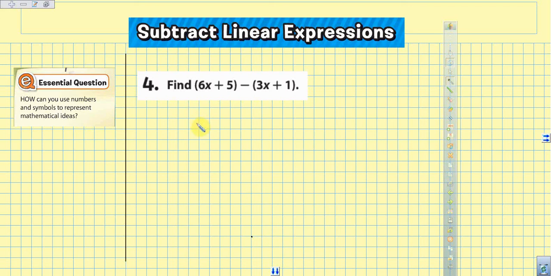Okay, welcome back. This is example 4. So we've done example 1 and 2. You had to do some problems now. This is example 4. You have 6x plus 5 minus 3x plus 1. So we're going to go ahead and we're going to add the opposite again.